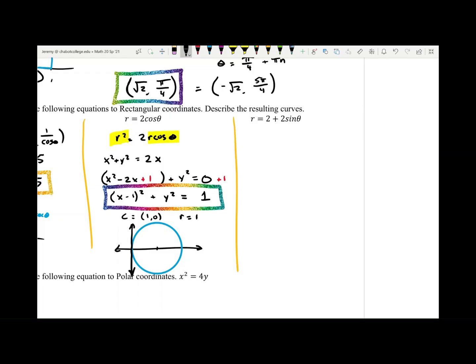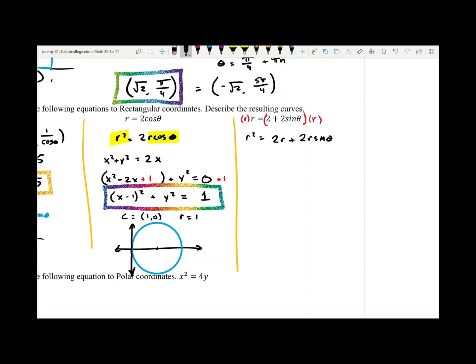So I'm seeing an r here, and I'd like to see an r squared there. I'm seeing a sine here. I'd rather see an r sine there. So I think what I'll do on this one is same trick as the last problem. I'm going to multiply both sides by a factor of r. And I'm going to end up with r squared is equal to 2r, because I have to distribute that factor of r, plus 2r sine theta.